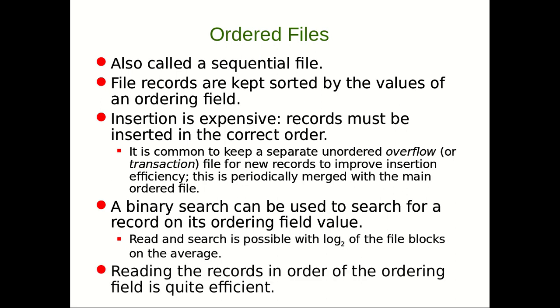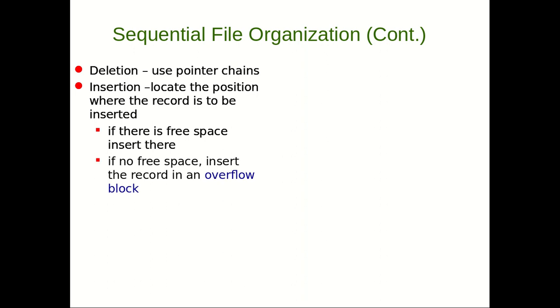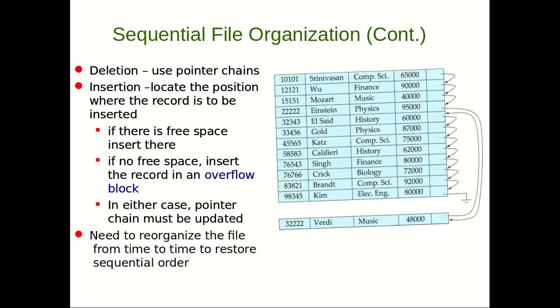Reading of records in the order of the ordering field is quite efficient. Deletion uses pointer chains. For insertion, locate the position where the record is to be inserted. If there is free space, insert there. If there is no space, insert the record into an overflow block. In either case, the pointer chain must be updated. The file needs to be reorganized from time to time to restore the sequential order.